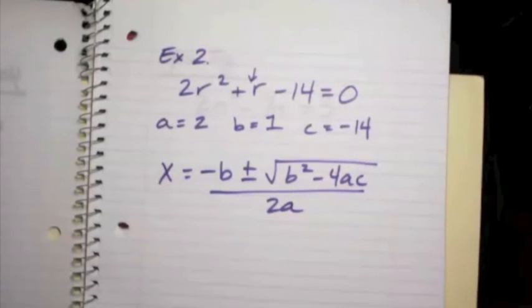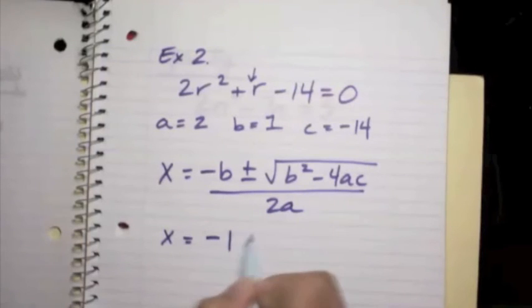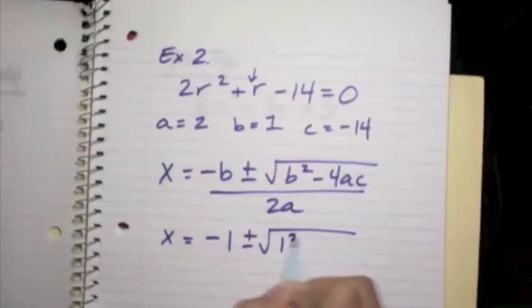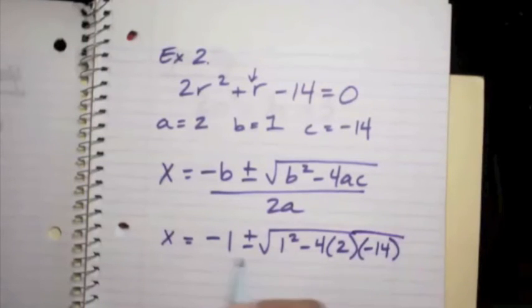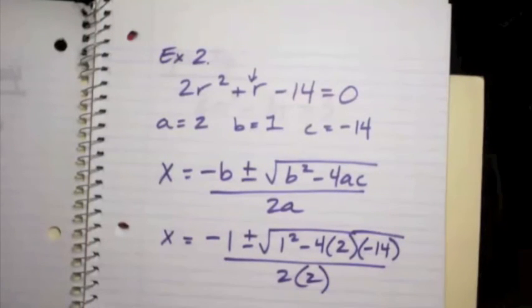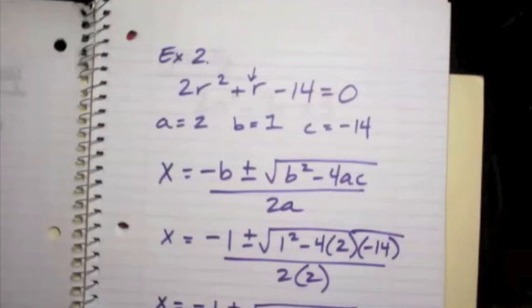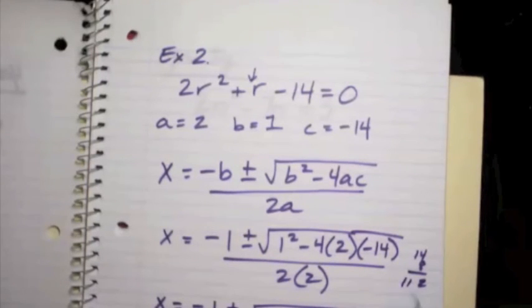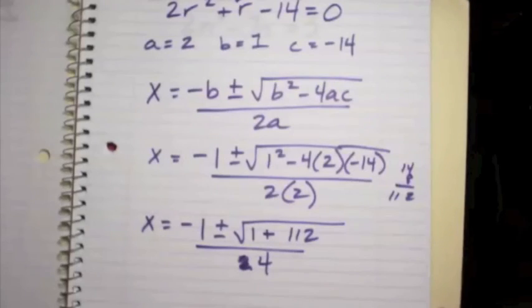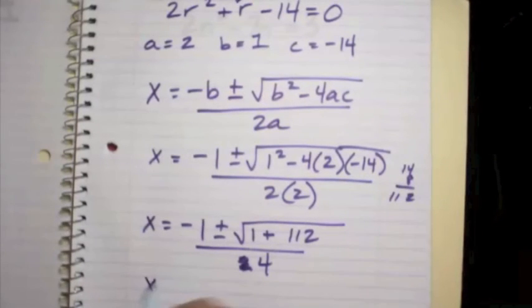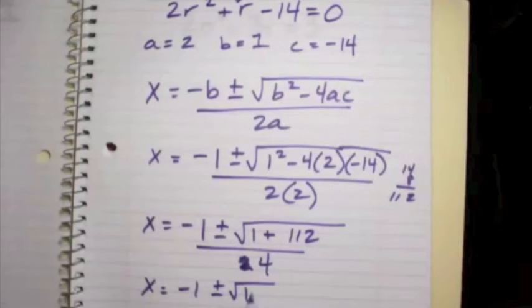Okay, let's substitute in the values. x will be equal to negative 1 plus or minus the square root of 1 squared minus 4 times a times c, all over 2 times 2. Okay, so simplifying this a little bit, we have the square root of 1 squared is 1. Negative times a negative will give us plus 4 times 2 is 8, so we have 14 times 8, which will give us about 112, over 2 times 2 is 4. Okay, so if we were to simplify this some more, negative 1 plus or minus the square root of 113, over 4.